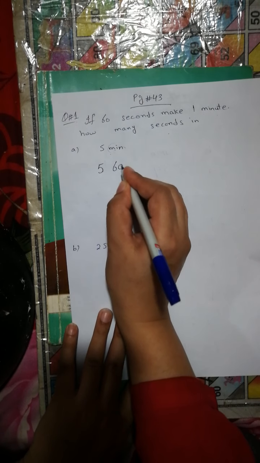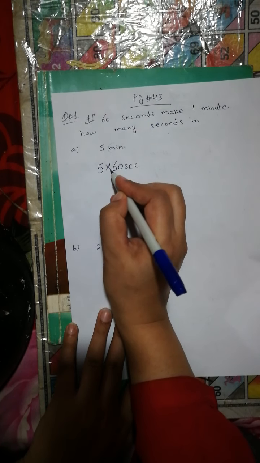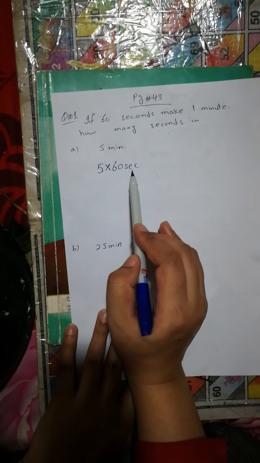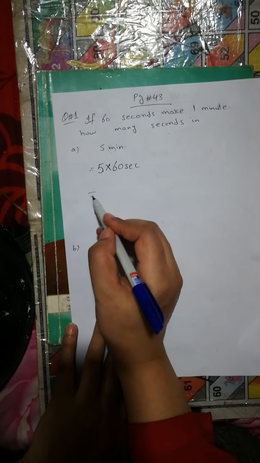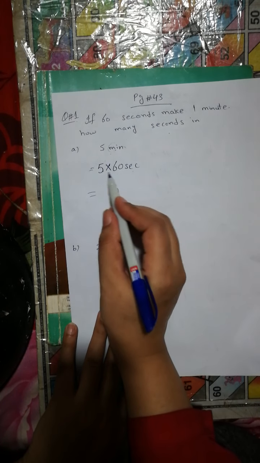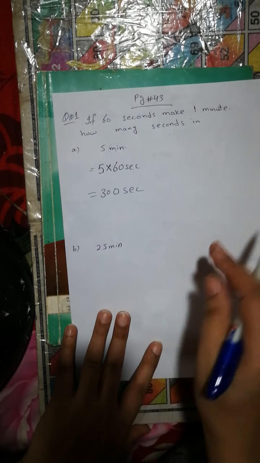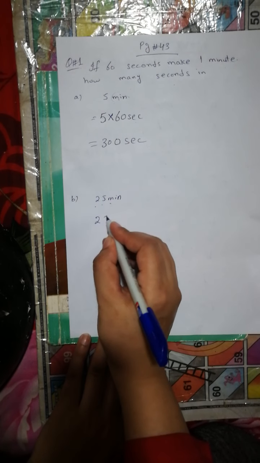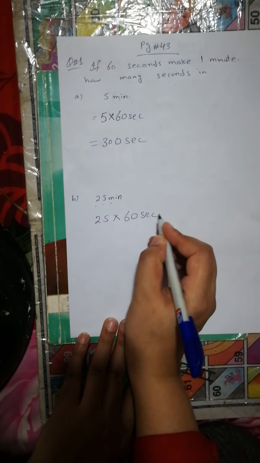will write 60 seconds, but no sign between them, it means multiply, so here we will multiply. At the place of minute we will write 60 seconds and the multiply sign will come here. So 0 and 5 6 the 30, you are having 300 seconds in 5 minutes. Next one is 25 minutes, so at the place of minutes you will write multiply 60 seconds.